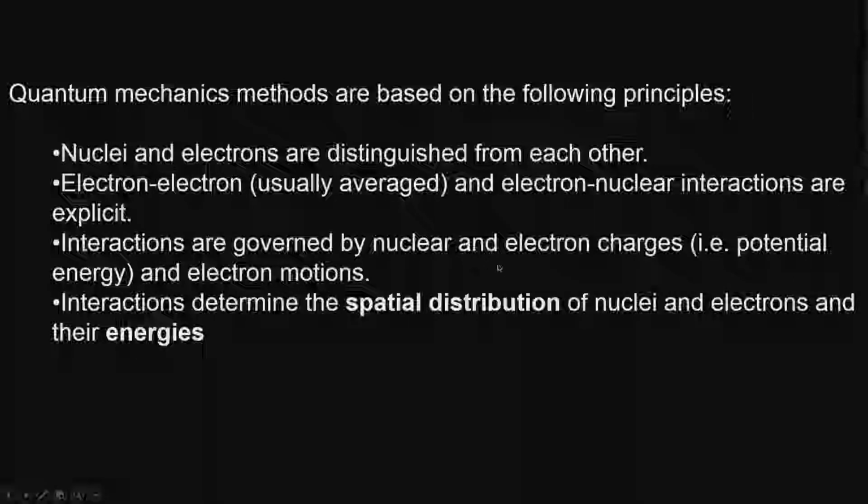Interactions are governed by nuclear and electron charges, that is the potential energy, and then electron motions. So, the interactions determine the spatial distribution. If you want to find out the size and shape of the molecule, these are all determined based on nuclei and electrons and their energy: nuclear repulsions, electron repulsions, nuclear-electron attractions and so on. That is what quantum mechanical methods are based on.